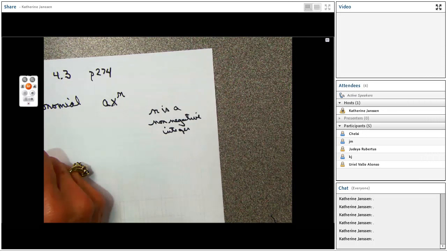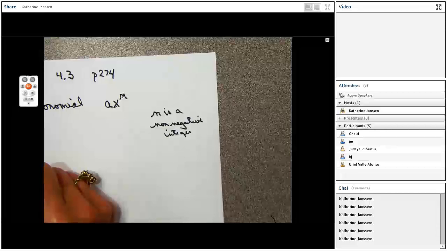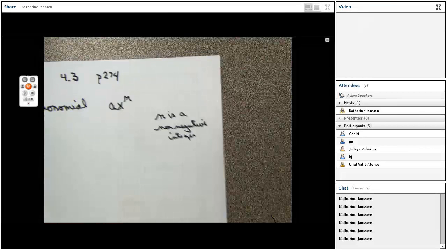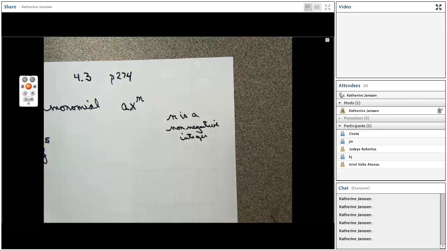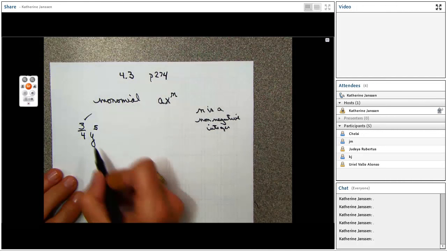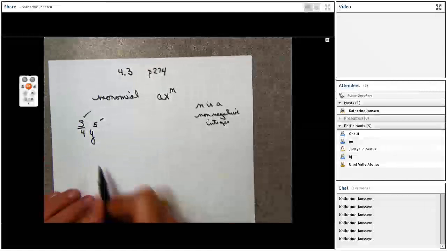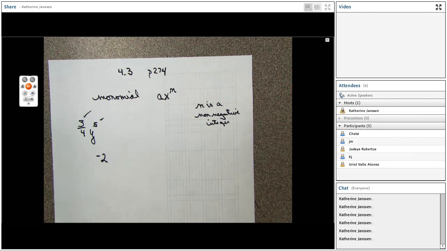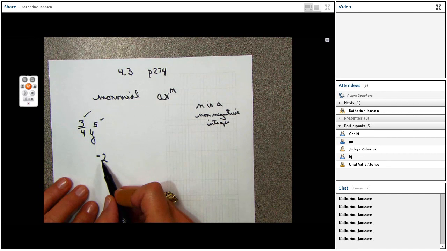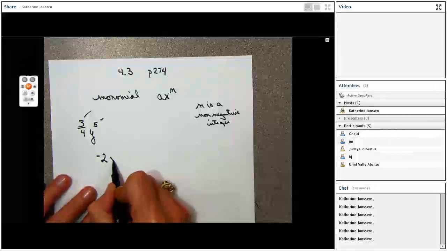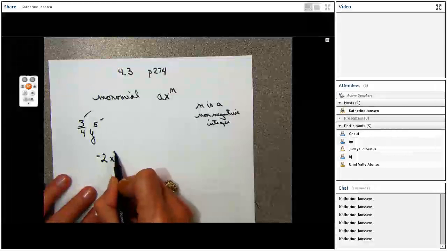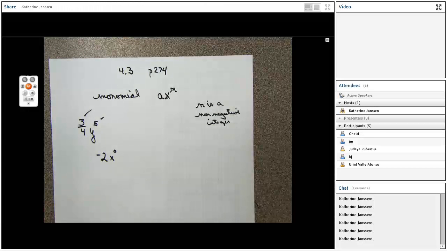So some examples are 3/4 y to the 5th. Okay, I have any real number as a constant times a variable raised to the non-negative integer. So that's valid. -2, well, that's any real number, right? My variable is x to the 0 power. X to the 0 power is 1 by definition, so -2 times x to the 0 power is -2.